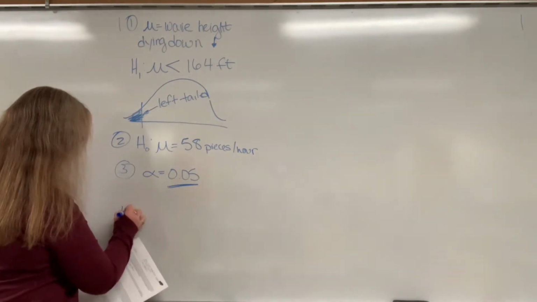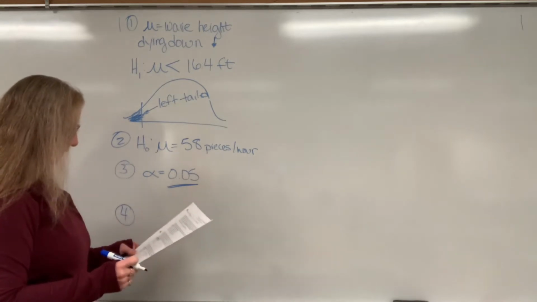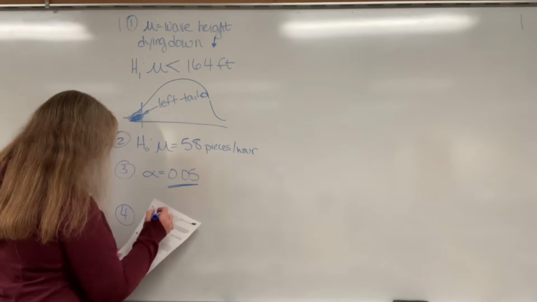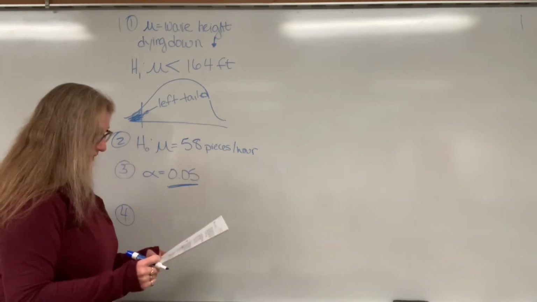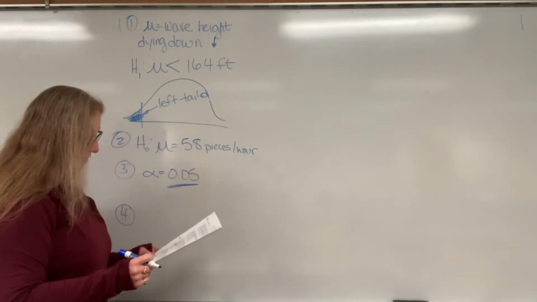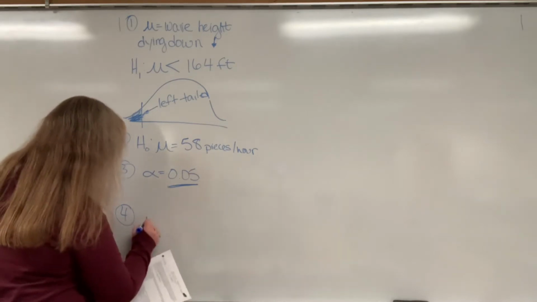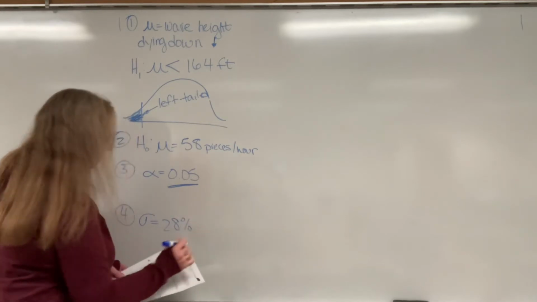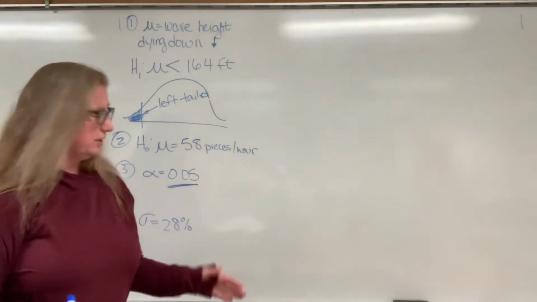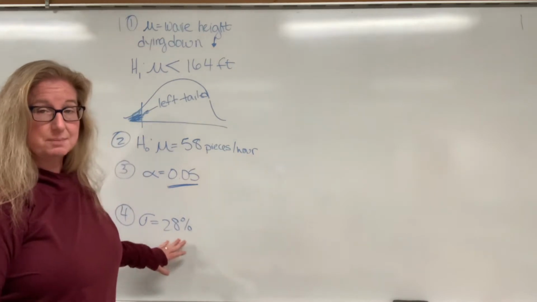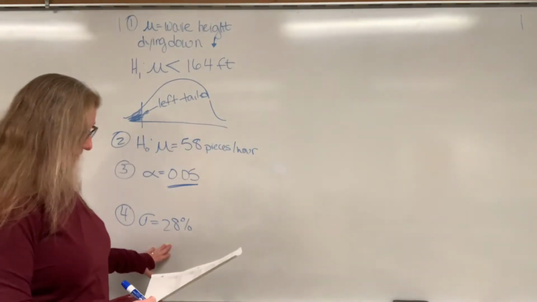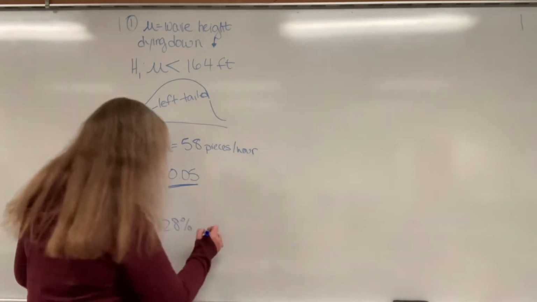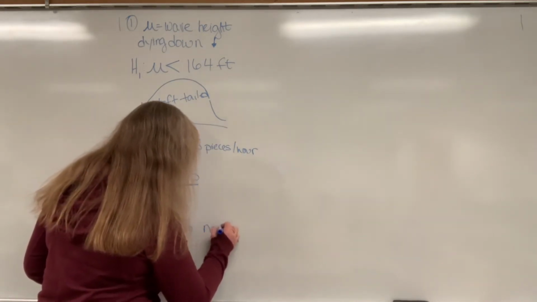Number 4, let x be a random variable representing the dividend yield of Australian bank stocks. We may assume that x has a normal distribution with sigma equal to 2.8%. Now, ding, ding, ding, I just clued in that I'm going to be using z, right? Because if sigma is known, I will be using z, not t. A random sample of 27, so my n is equal to 27.